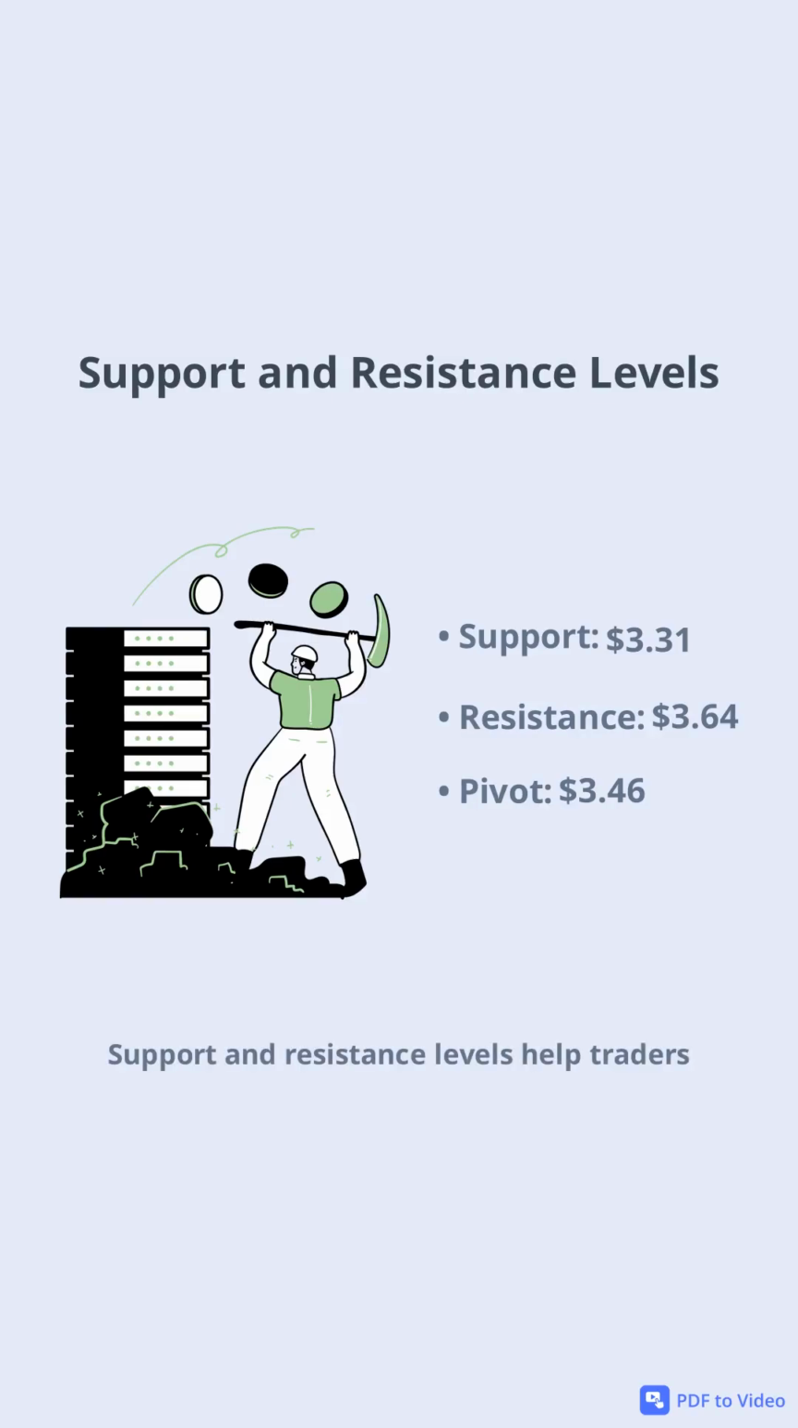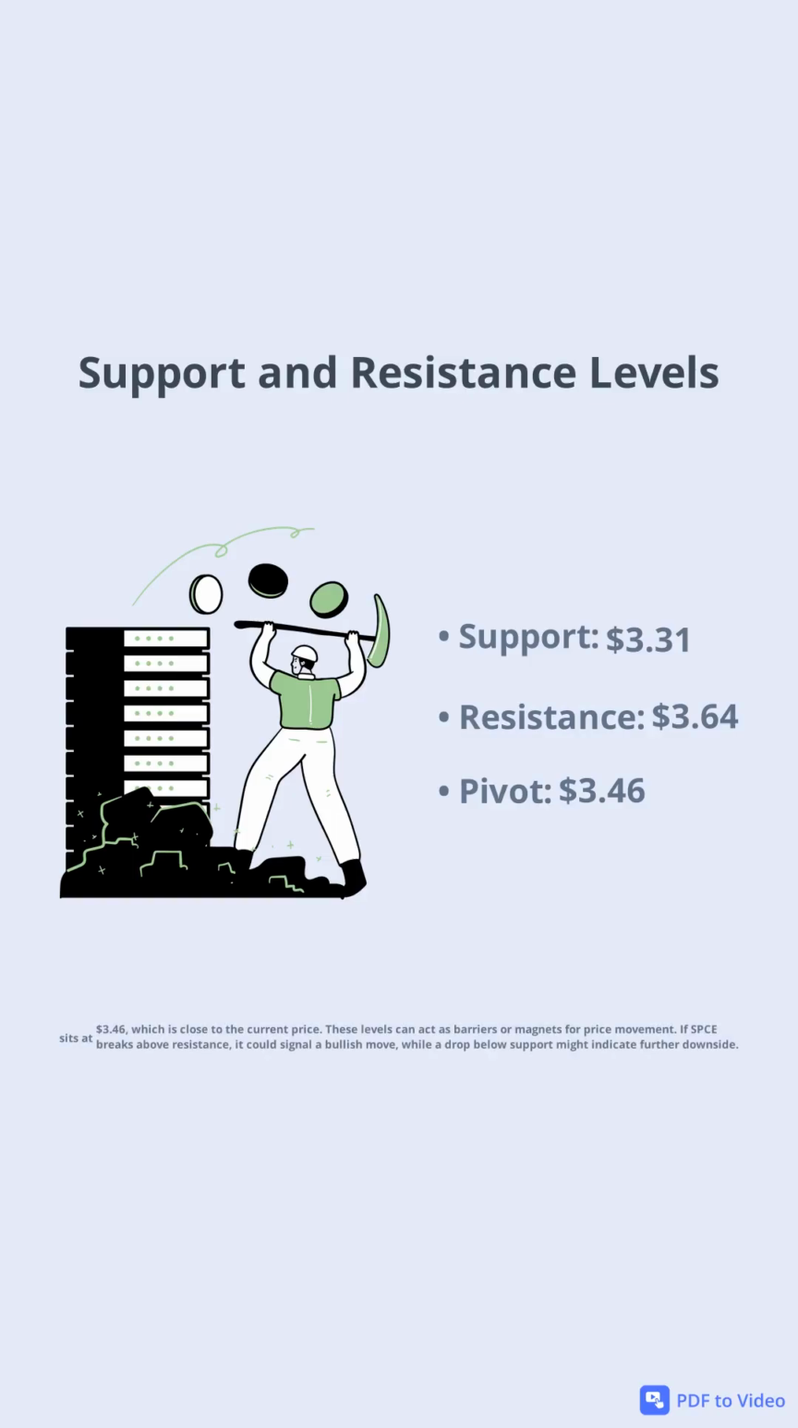Support and resistance levels help traders identify potential entry and exit points. For SPCE, the nearest support is at $3.31, while resistance is at $3.64. The pivot point sits at $3.46, which is close to the current price. These levels can act as barriers or magnets for price movement. If SPCE breaks above resistance, it could signal a bullish move, while a drop below support might indicate further downside.